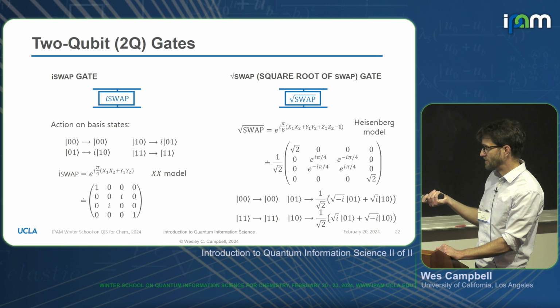Likewise, 1, 0 goes to this maximally entangled state here. So this is another example of a kind of perfect entangling gate.